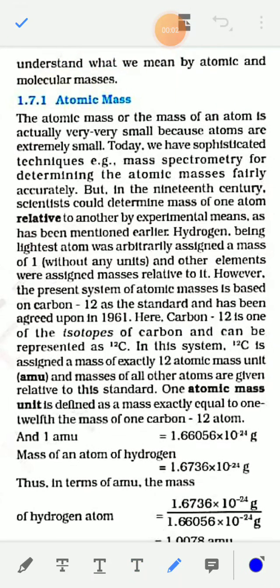Good morning students. In this video today I'll discuss the mole concept and the calculation of empirical and molecular formula. So first you have to know what is atomic mass. In simple words, atomic mass means the mass of a single atom.